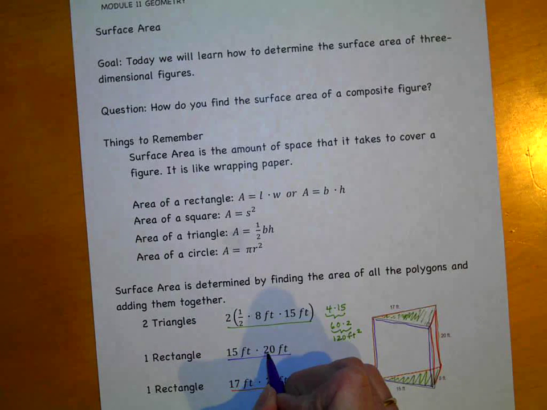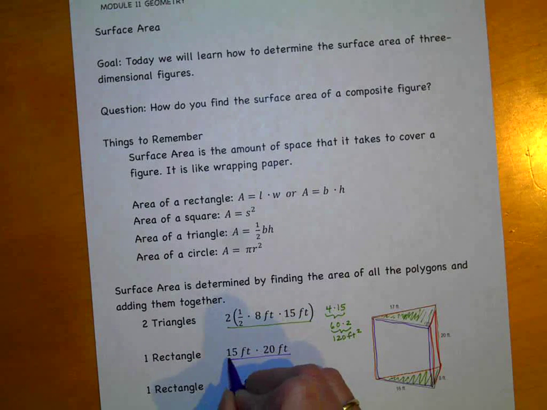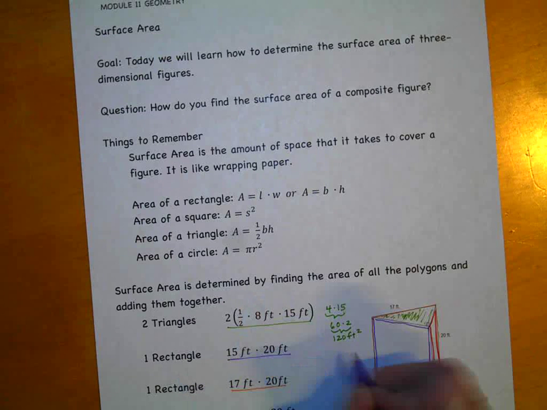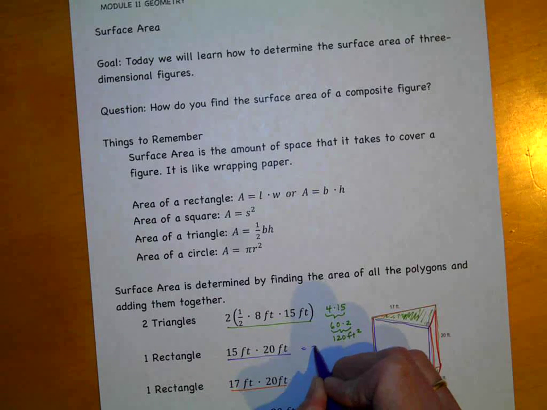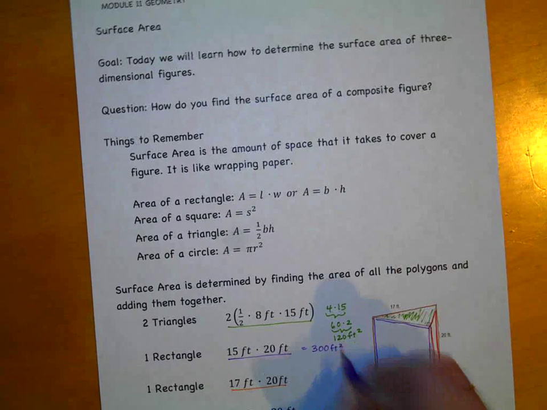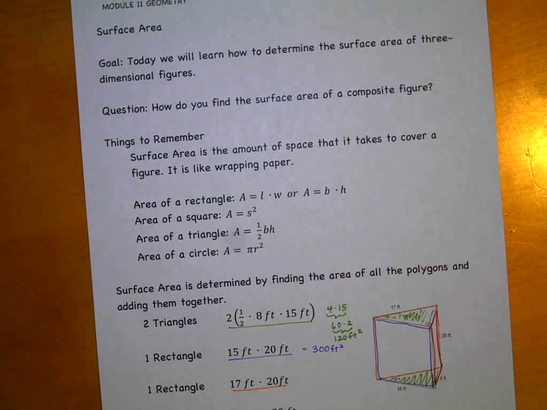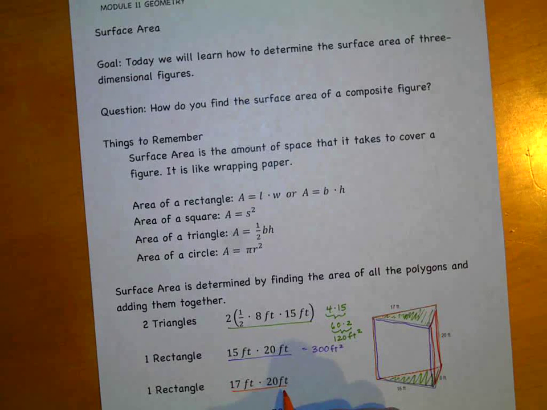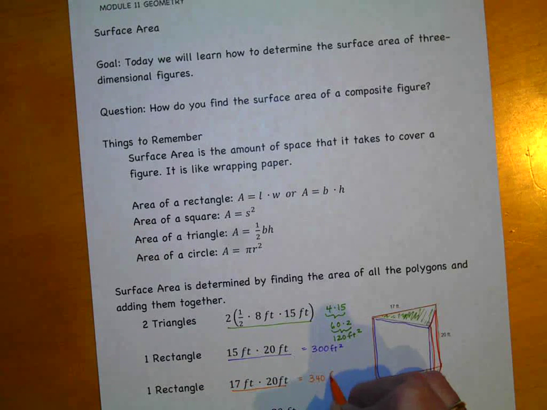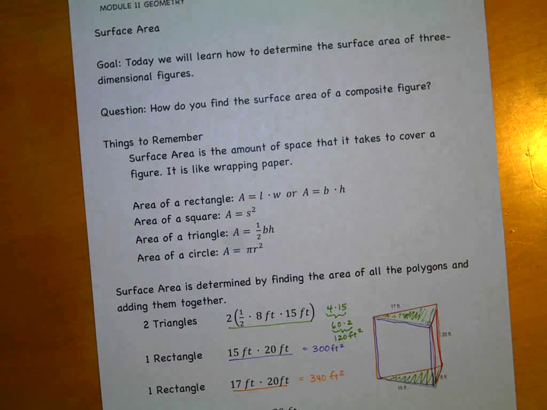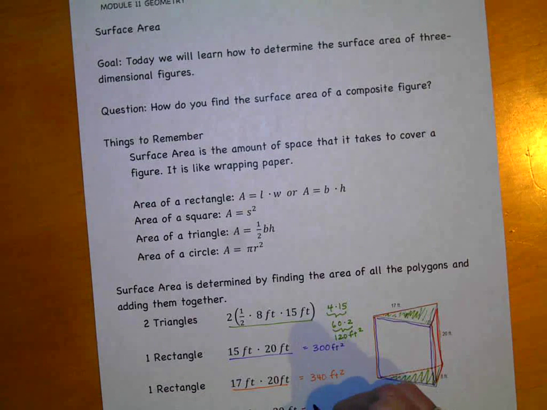Okay, now let's do the rectangles. So we're going to take 15 times 20. Well, I know 15 times 2 is 30, then multiply that by 10, and that would give us 300 feet squared, right? That was in my head math. Hopefully I didn't lose anybody. And then 17 times 20, well, I know 17 times 2 is 34, and then I multiply that by 10, so I have 340 feet squared. Okay? And then I have to do 8 times 20. Well, 2 times 8 is 16 times 10 is 160 feet squared.